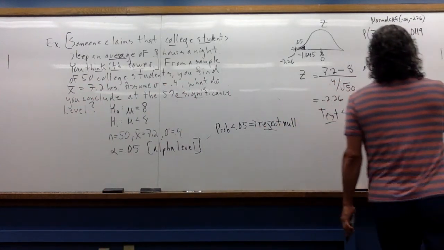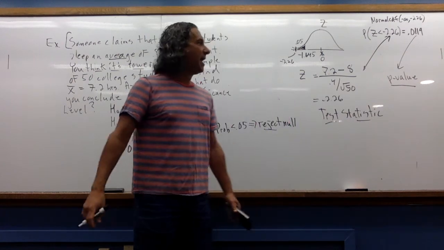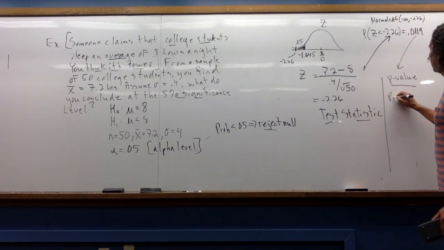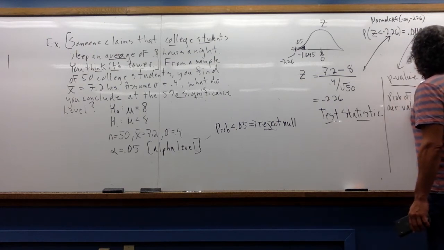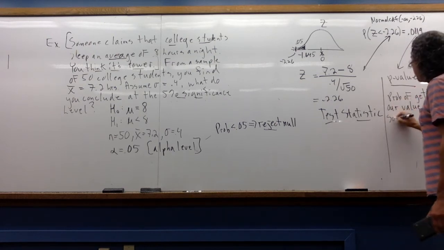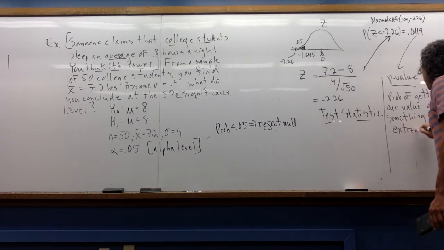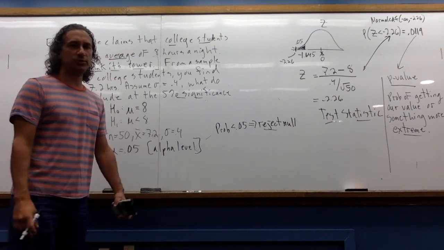Let me also say that this guy here is called the p-value. The p-value is the probability of getting our value or something more extreme.